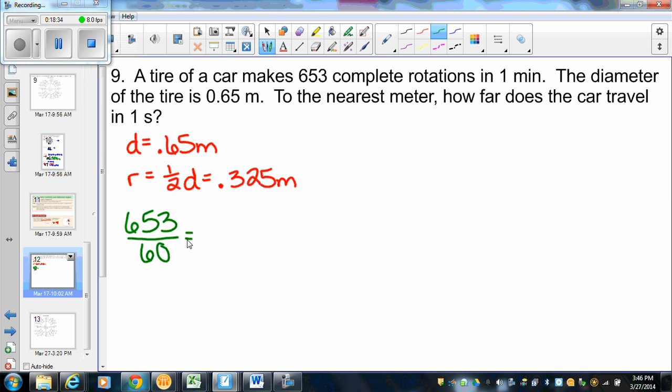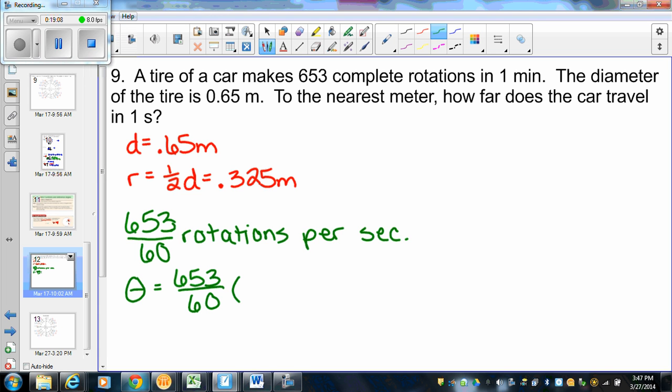And so I'm actually just going to leave that. And that fraction does not reduce at all. If we leave it as a fraction, then that'll keep our answer exact as we go. So that's how many rotations per second. So in 1 second, that's how many rotations I've traveled through, which means that my theta is going to be the amount of rotations times how many radians there are in 1 rotation.